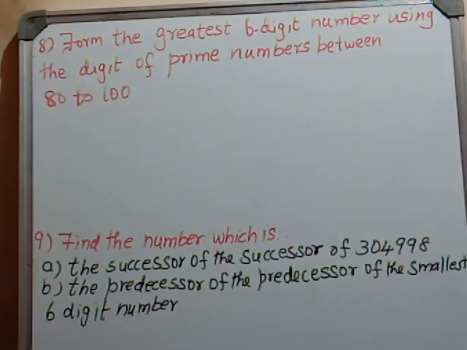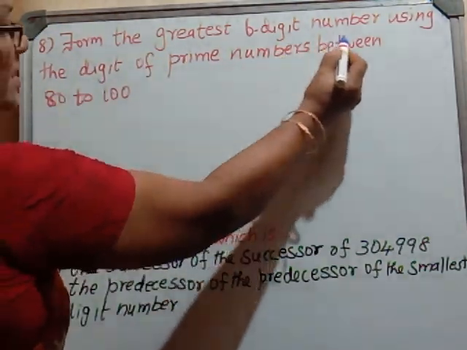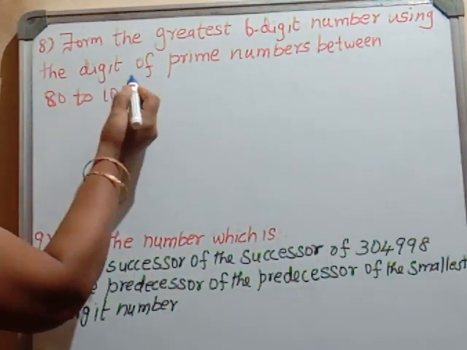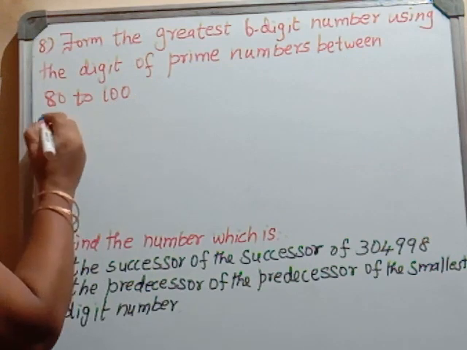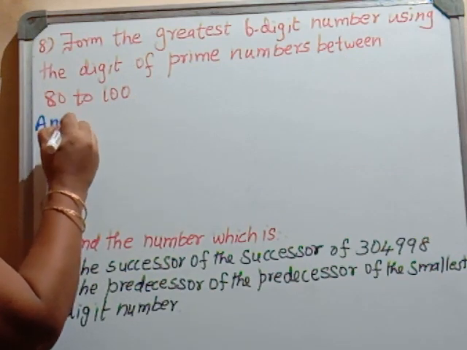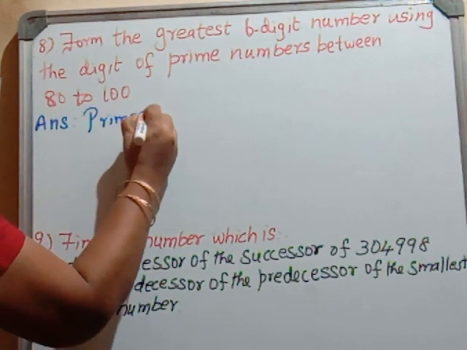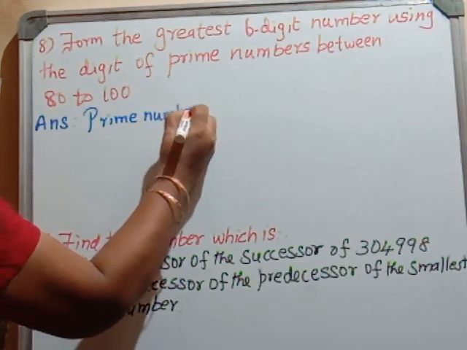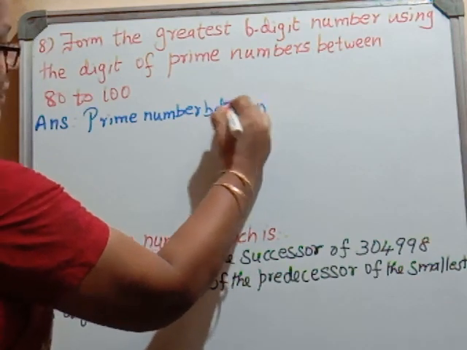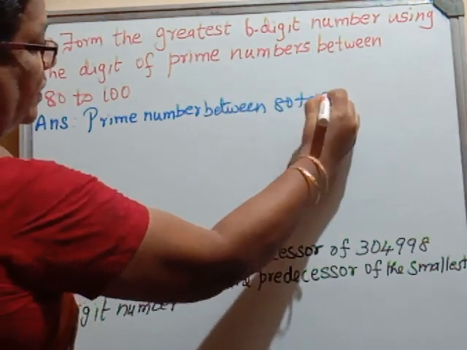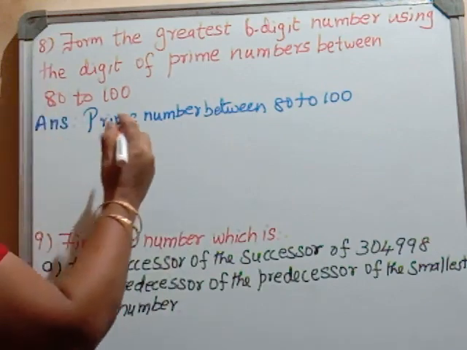Now we are going to solve the 8th problem. Form the greatest 6-digit number using the digits of prime numbers between 80 to 100. Now first we have to find out the prime numbers between 80 to 100. Children, you already learned the prime numbers in 5th standard.